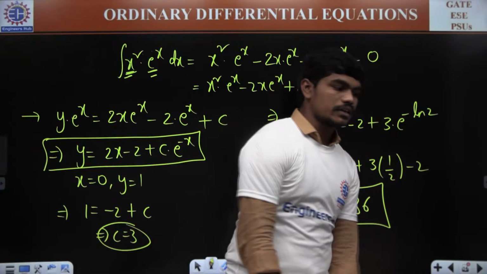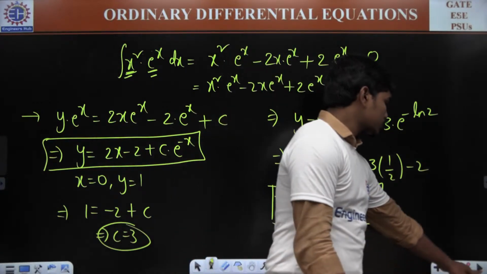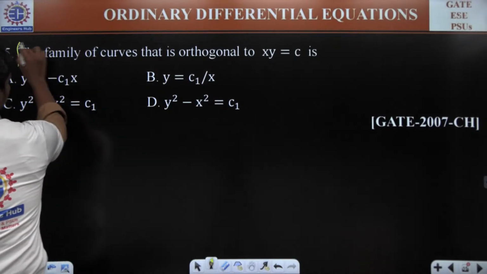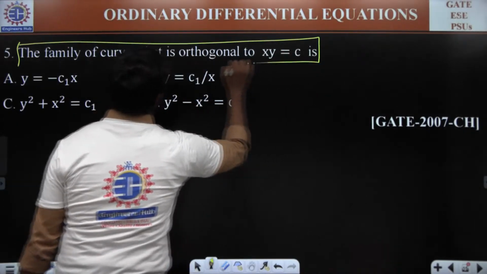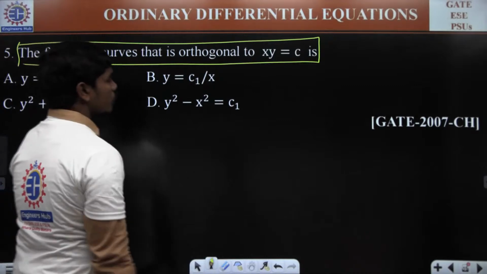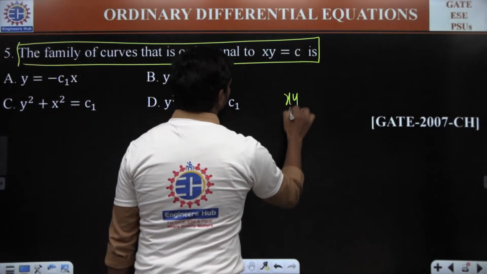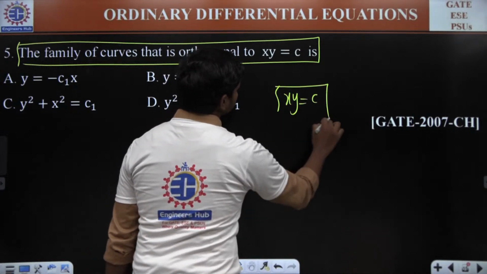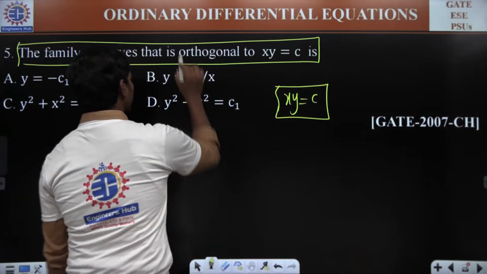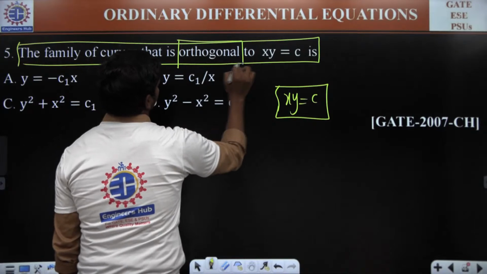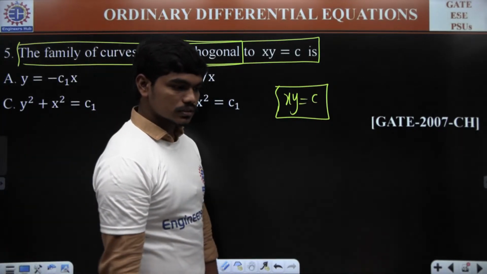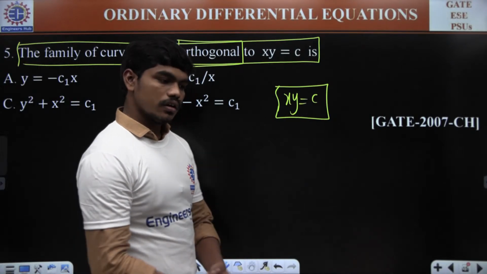So I'm going for the next question. Okay. This is a question. The family of curves that is orthogonal to xy is equal to constant. So where there is one set of curves or one family of curves, xy is equal to c, which are hyperbolas, of course. So please tell me what's the meaning of orthogonal.